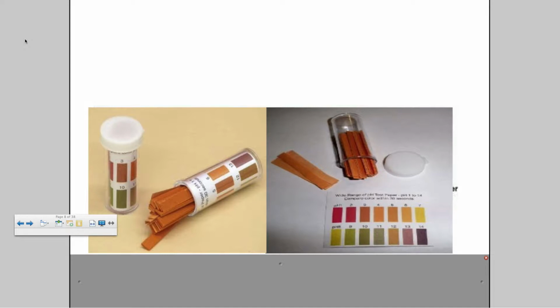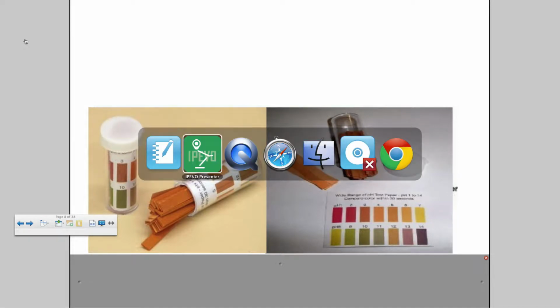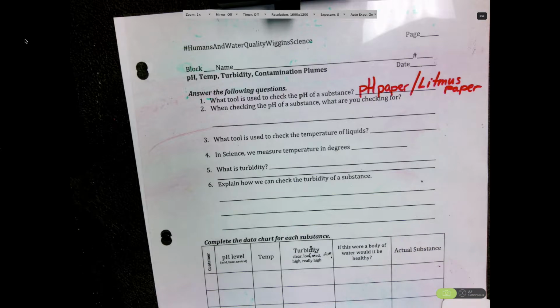You didn't listen to my question. What's the other name for pH paper? Oh, it's not an S. Nope. pH paper is also called litmus paper. Oh yeah, litmus. How do you spell it? pH paper or litmus paper? Litmus. Litmus.